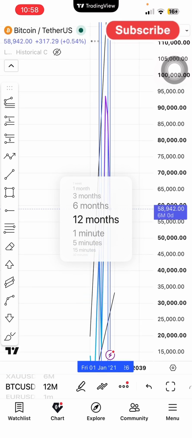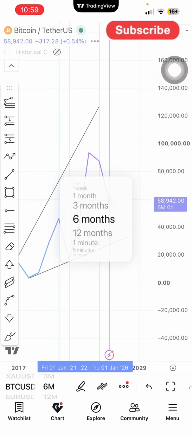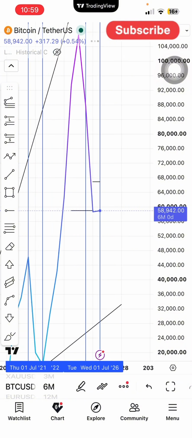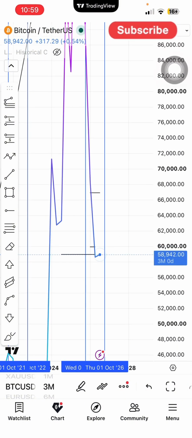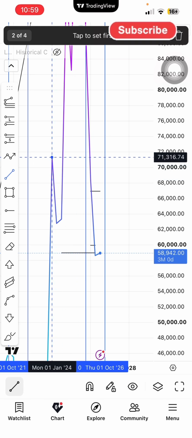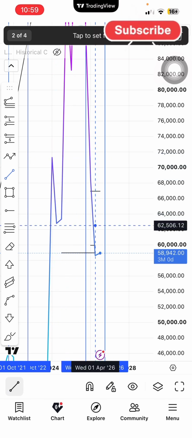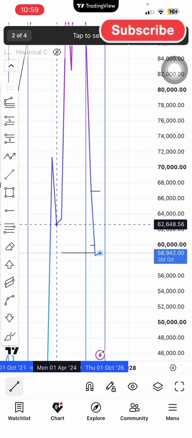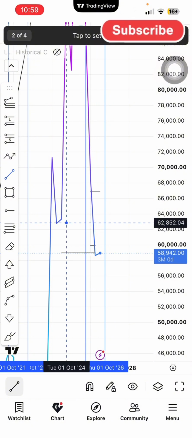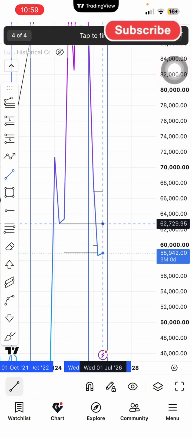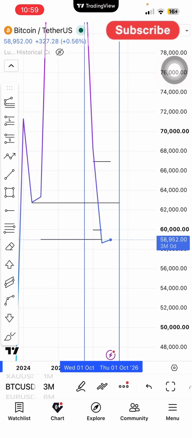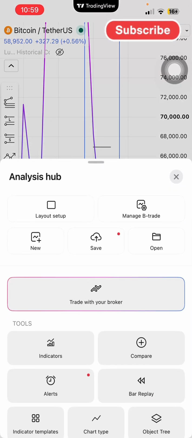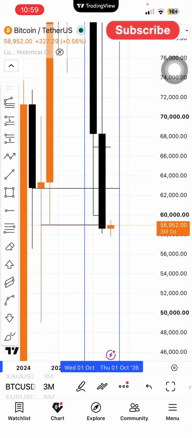I'm going to go as far as the 6 months time frame to see we have no break. I move on to the 3 months time frame. Okay, I can see we have a break of structure here, with no reaction on the break on the other block. This is a zone to look at for 62,000. That is a zone to look at on the 3 months time frame.